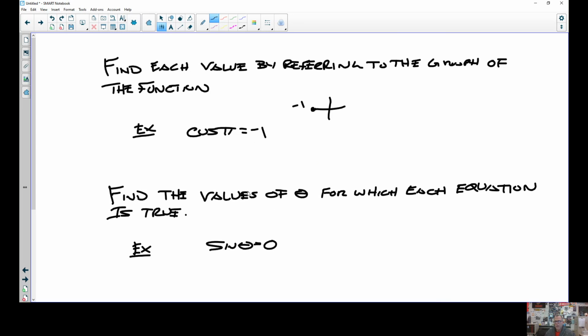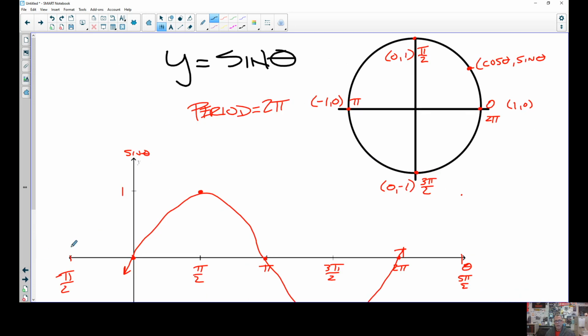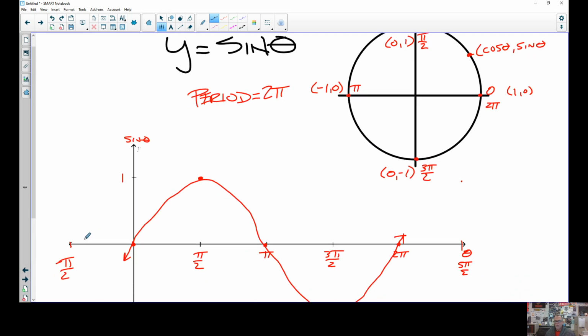Well, how would I figure out where sine theta equals 0? Think about it. I'm just going to go back to my unit circle. You can use your graph. If you have a graph drawn of sine theta, where's sine theta equal to 0? Well, it's going to be equal to 0 here, here, here. So there are infinitely many answers to this. When they say find the values of theta for which this is true, how do I describe all those values? That's the hard part about this one.